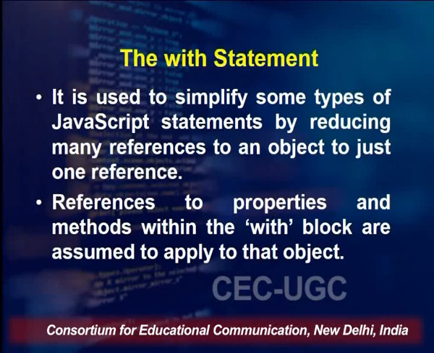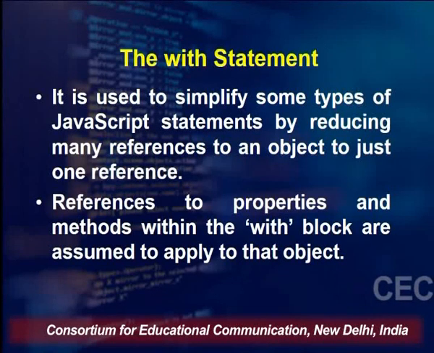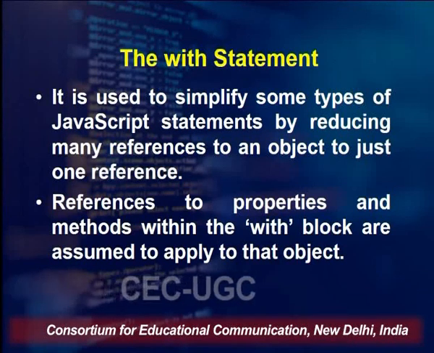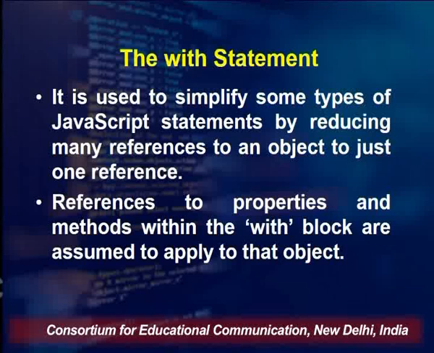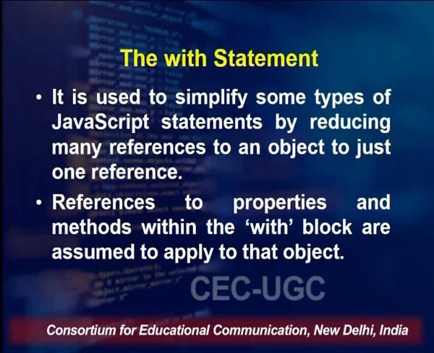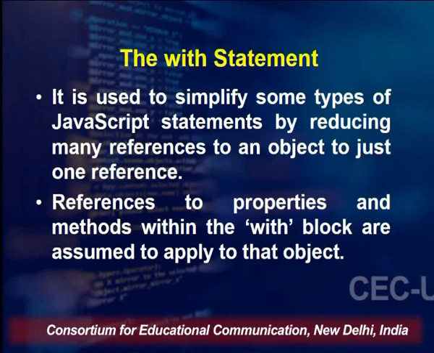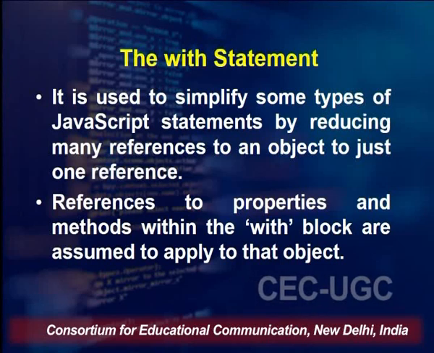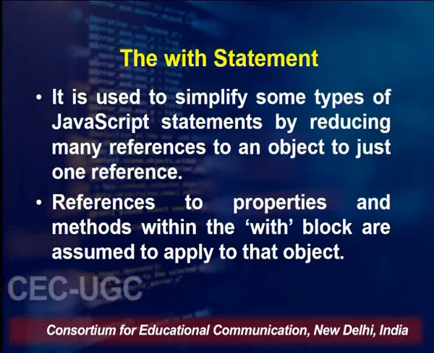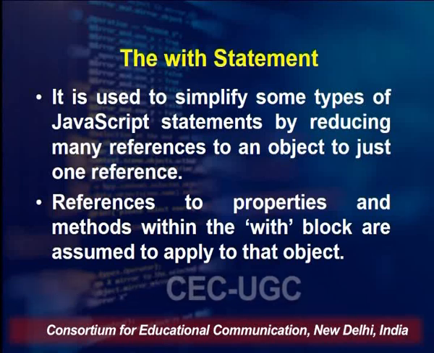Then in JavaScript, we have some very interesting statements which are used to simplify the program, to simplify the coding, to simplify the other JavaScript statements. One of these statements is the with statement. It is used to simplify some types of JavaScript statements, because you don't have to refer to the object repeatedly, and only once you need to refer to it. So basically the with statement refers to the properties and methods within the with block, which are assumed to apply to that object only.